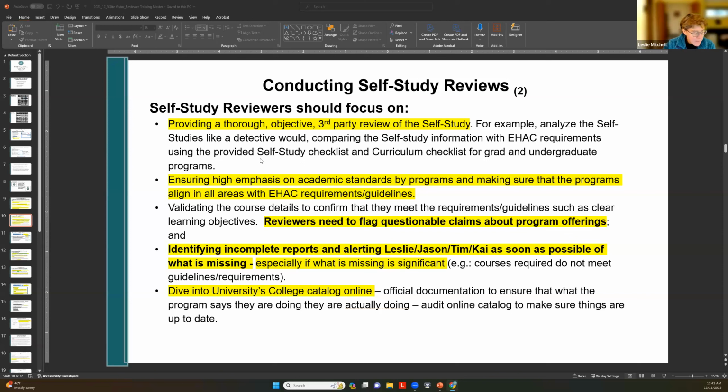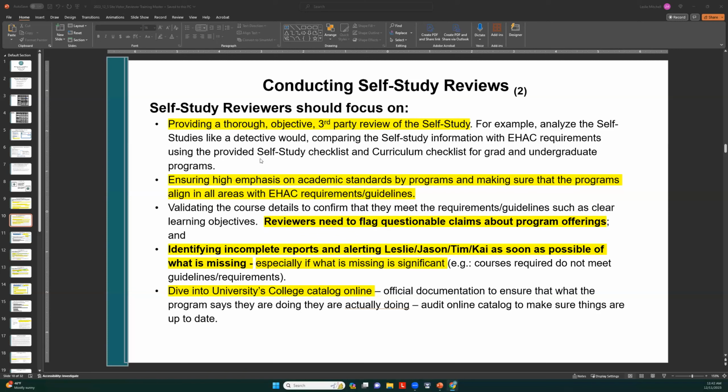Leslie, I'll take that one. Yep. Rania, anything. Just if you see that you can't draw a line between the university catalog through the program's syllabi to an EHAC requirement, then we need to flag that. And feel free to send an email directly to the chairs of the undergraduate or graduate committees. That way it's on everyone's radar.